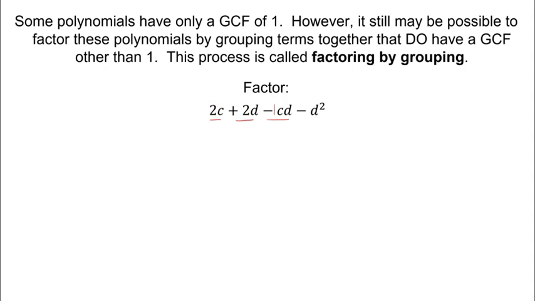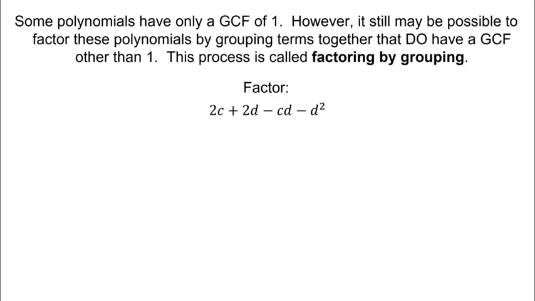So at this point, we don't have a common factor. Let's look at our last term, minus d squared. Again, there is no common factor between these 4 terms. So when we look for a GCF amongst all 4 terms, there's not one. Okay, so no GCF among all 4 terms. Let's begin the process of factoring by grouping.